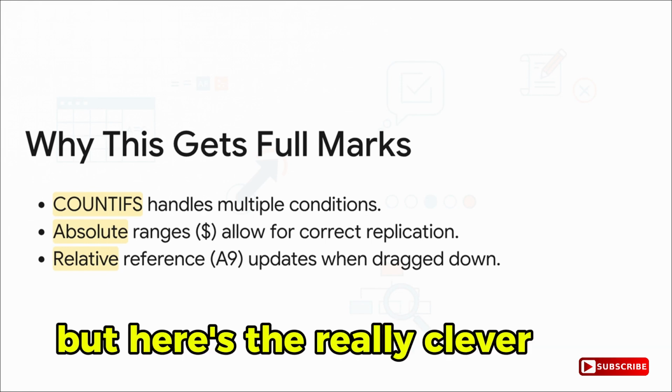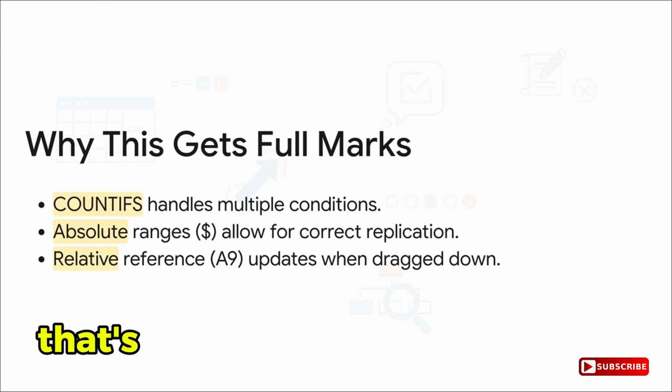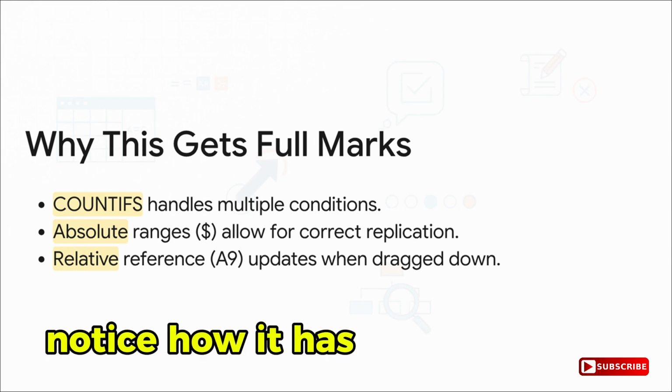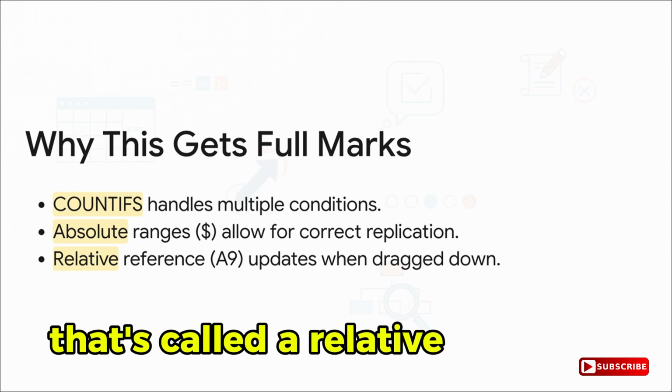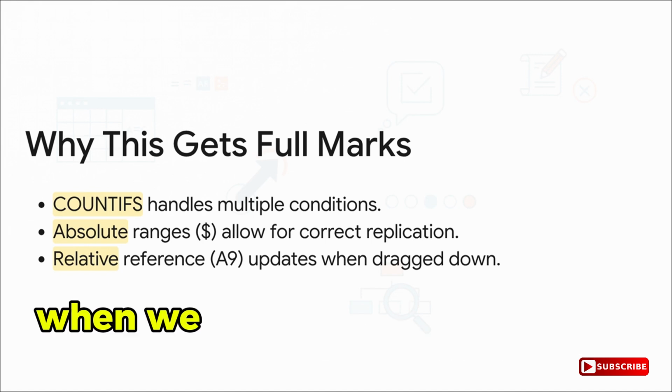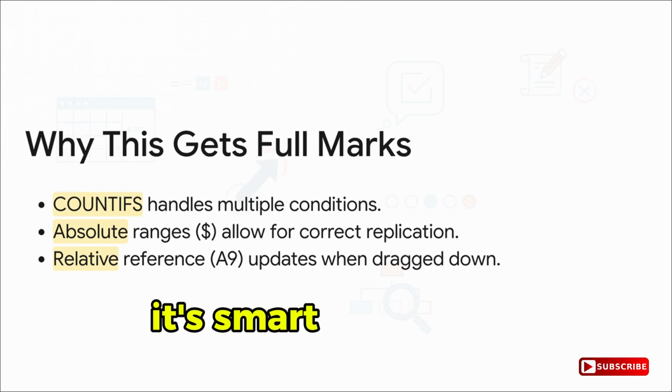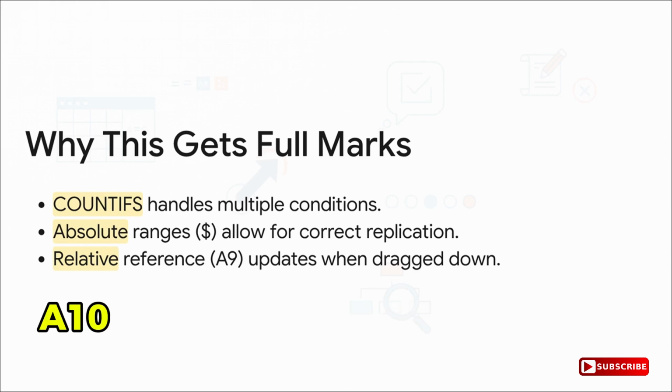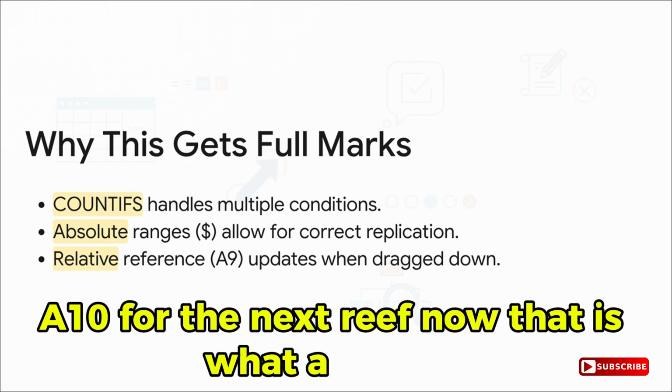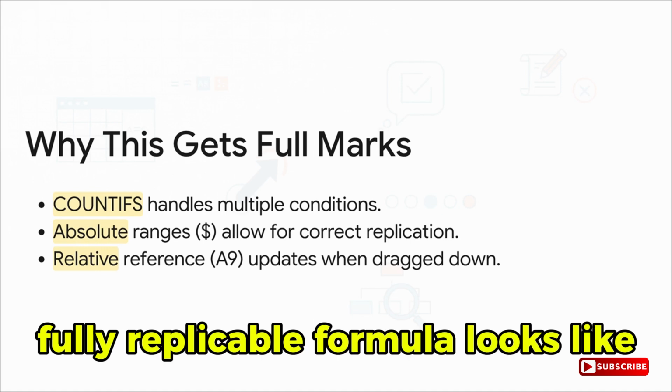But here's the really clever part. See the reference to A9? That's the cell with the ref name. Notice how it has no dollar signs? That's called a relative reference. And what that means is, when we drag the formula down to the next row, it's smart enough to automatically look at cell A10 for the next ref. Now that is what a perfect, fully replicable formula looks like.